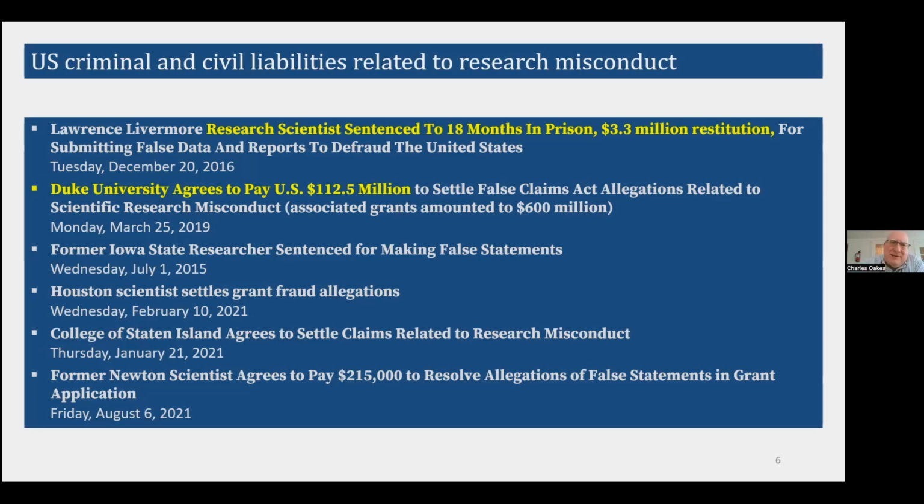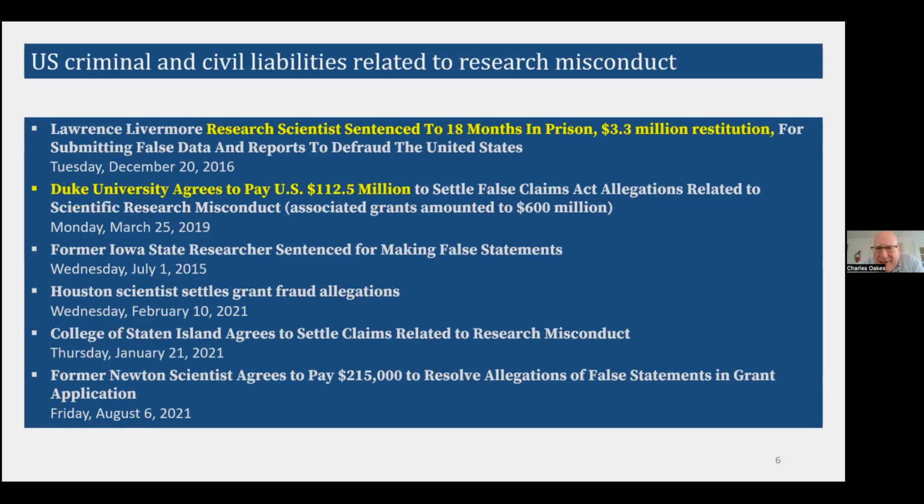Now, the second example here is Duke University, and they've had a couple of big scientific misconduct cases, and I've just listed the most expensive of them. It costs the university $112.5 million. That's a lot of money. Well, it's a fraction of the total amount of grant funding that was affected by the frauds related to this. Now, the total amount of money related to the fraudulent research was $600 million. They settled for roughly 20% of that.